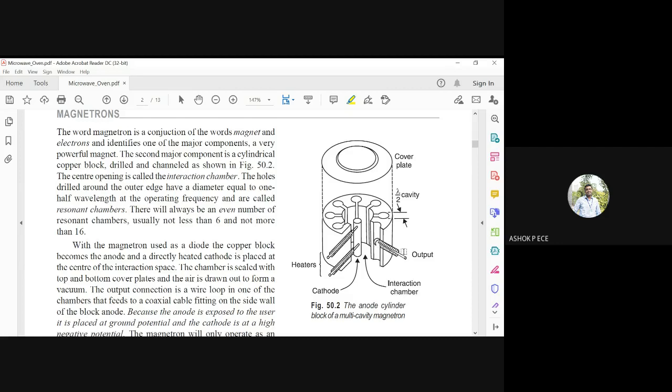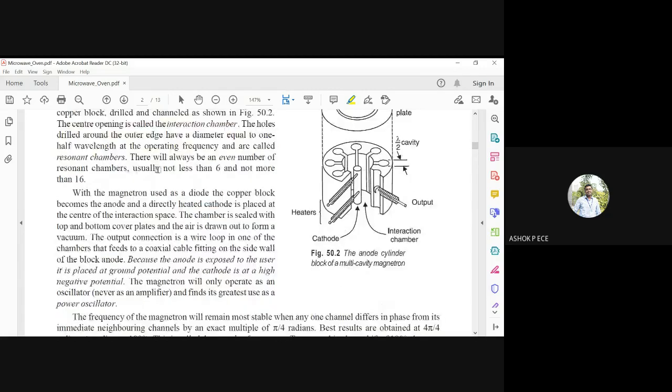From here you can see the output. It is a cylindrical structure. The word magnetron comes from magnet and electron. It is because of the magnetic effect and the movement of electrons. You have a very powerful magnet which is going to change the direction of flow of your electrons. Usually you have not less than 6 or not more than 16 anodes.